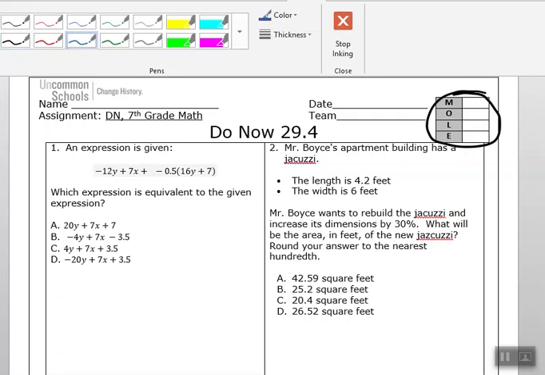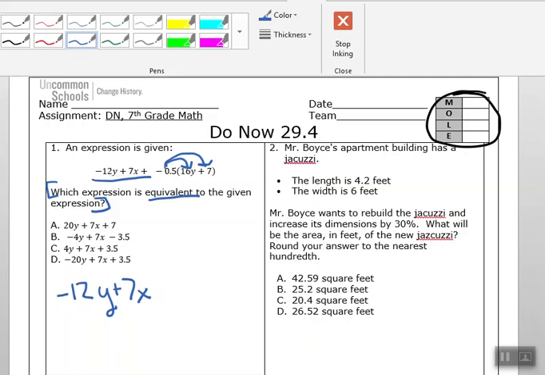We have this expression, and we're looking for which expression is equivalent to the given expression. Okay, so it looks like we're going to have to do some simplifying here. And when I'm simplifying this, the first thing I want to do is I have this area where I need to distribute this negative 0.5, okay? So I'm going to distribute my negative 0.5. I'm going to be left with negative 12y plus 7x. All right, I got this part.